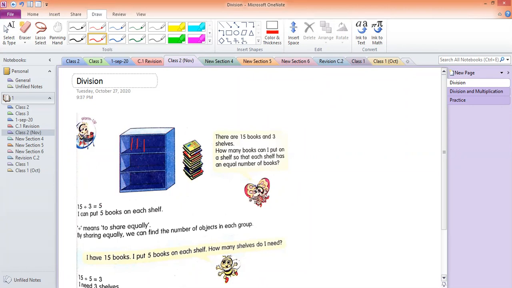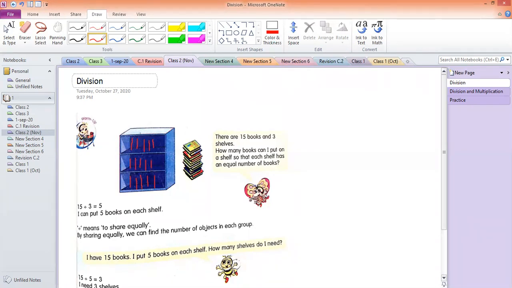So let me check. If I put 5 books here, 4 and 5, their total should be 15. 1, 2, 3, 4, 5. And here also 5. 1, 2, 3, 4, and 5. Okay, so I am representing a book by a line.